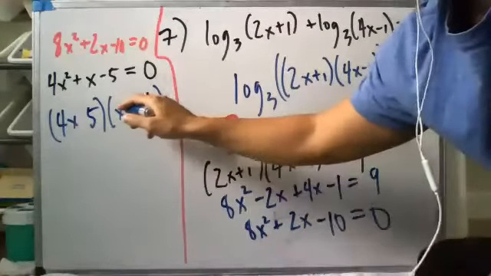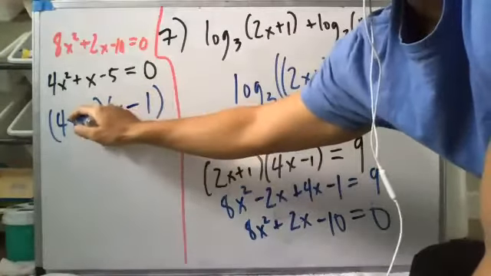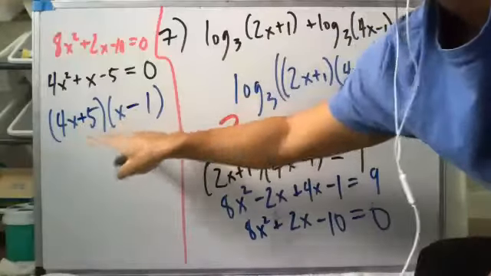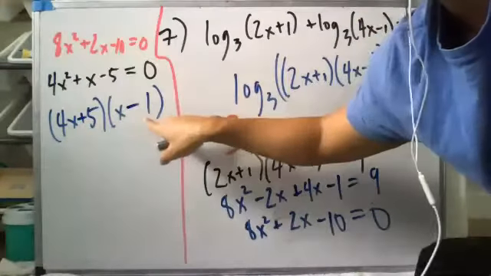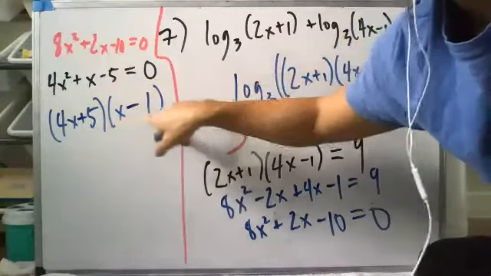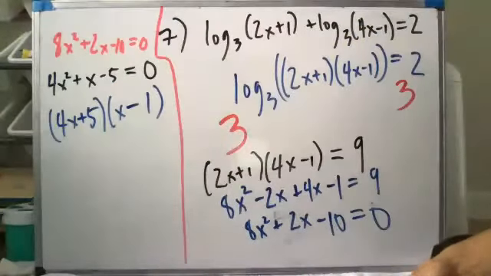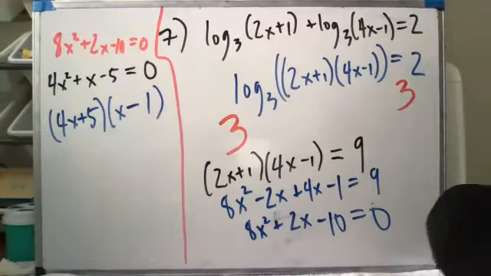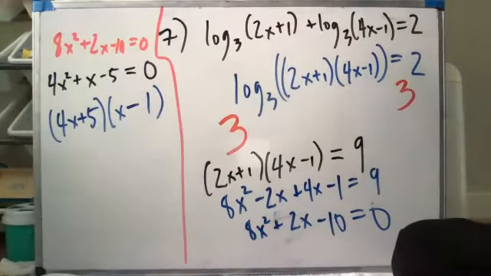I want it to be positive, so let's try this. This will be 4x squared. This will be negative 4x. This will be positive 5x, which gives me an x. And then 5 times negative 1 is negative 5. Okay, so it actually factors. I don't have to bother using the quadratic equation. Factors like that, right?